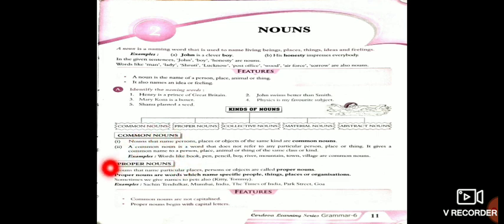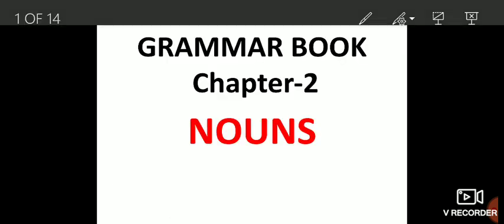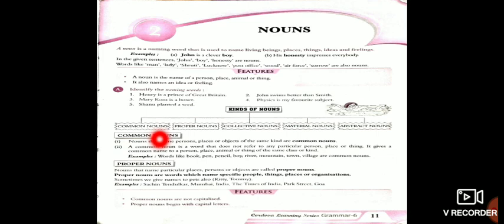Now we'll talk about proper nouns. Proper nouns are the nouns that name a particular place, person or object. So these are your proper nouns. Proper nouns are the words which name specific people, things, places or organizations. A particular name of a place, a person, a thing or any organization. Like the name of our school is Army Public School Samba. So it's a particular name of an institution or an organization. So it's your proper noun.